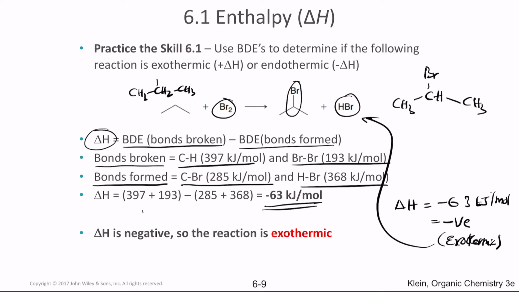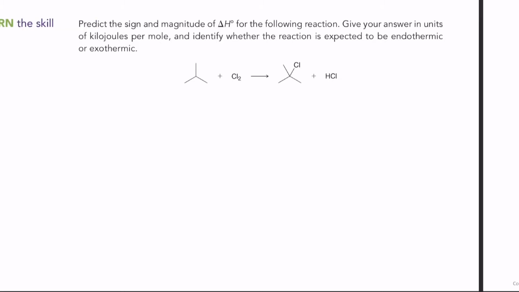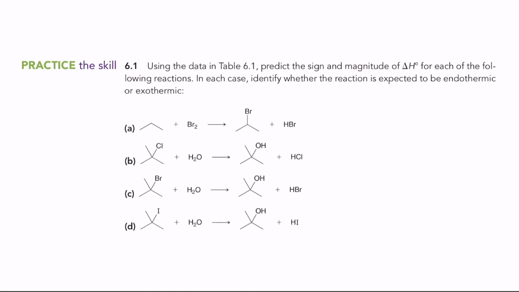So this reaction here is an exothermic reaction, and this is how we can see which reactions are exothermic and which reactions are endothermic. So pause the video right here and use table 6.1 and try to solve this problem. Try the problems B, C and D. Use table 6.1 in the textbook and try to solve these problems.